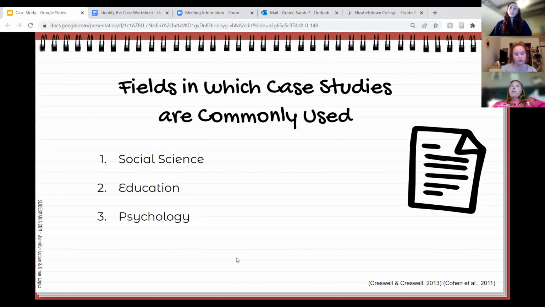There are fields in which case studies are commonly used, and here are 3: social science, education, and psychology. It is important to know that case studies are used in a wide variety of fields. Another example could be business. As mentioned in the earlier video we just watched was Jeannie. This is an example of a case study used in psychology. On the next slide, you will learn more about Jeannie, the famous case study in psychology, and Phineas Gage, which is another famous case study.